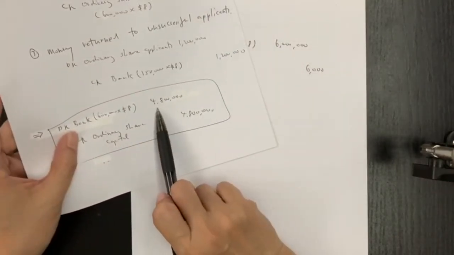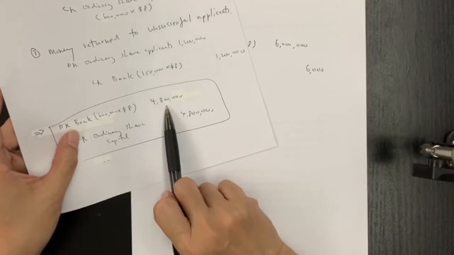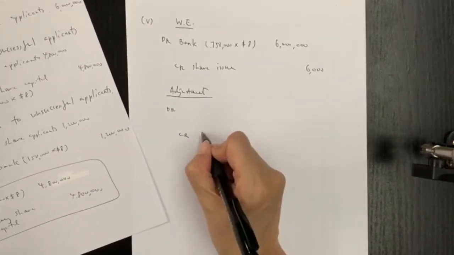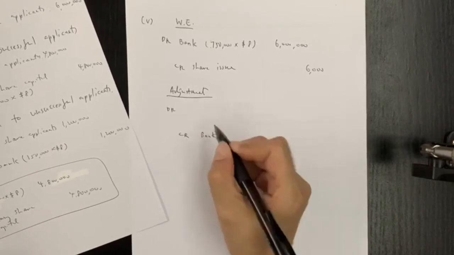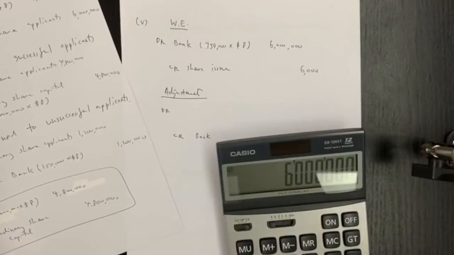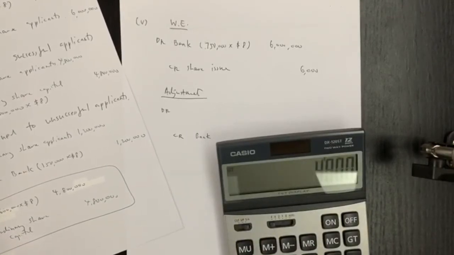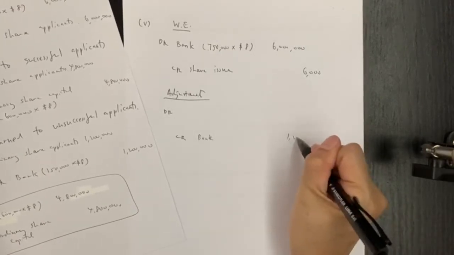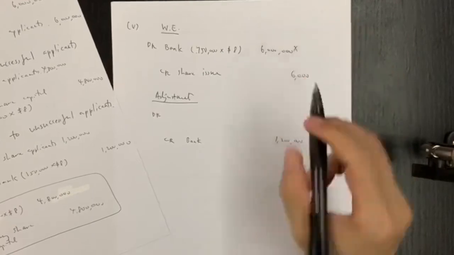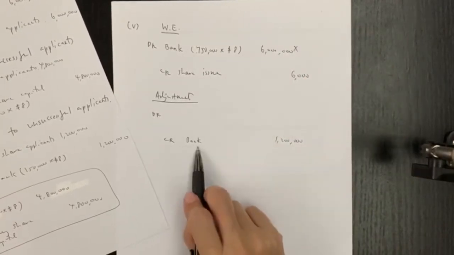However, we only need to debit 4.8 million. So you can see the bank account here is too large, so we credit bank by the difference. The difference is 6 million minus 4.8 million, so I have to credit bank by 1.2 million. This is wrong, so we have adjusted that by crediting bank.